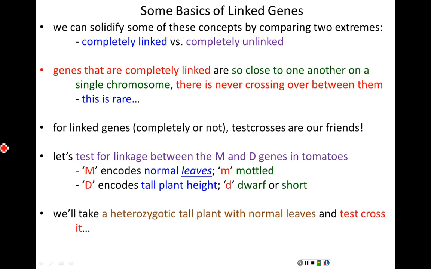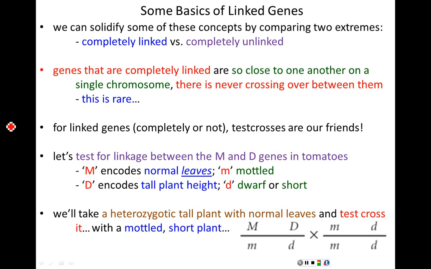And we'll take a heterozygous tall plant, so that's big D, little d, and it's heterozygous for normal leaves, big M, little m, and we're going to test cross it. What does that mean? Test cross means we cross it with an individual that is homozygous recessive across the board. So that plant's going to be mottled, little m, little m, short, little d, little d. This is our cross. And if it's completely linked, this is the way we denote the cross. Dominant M is linked to dominant D, recessive m is linked to recessive d. Let's do complete linkage.